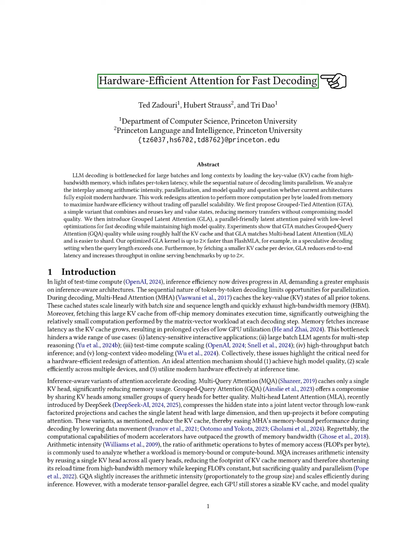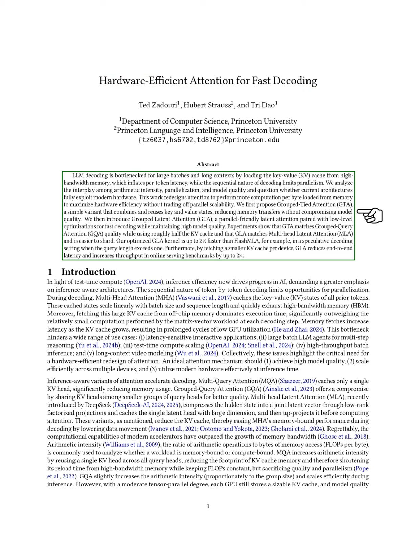Section: Introduction. In this section, we discuss how inference efficiency is becoming crucial in AI, especially as we consider the limitations of token-by-token decoding, which restricts parallel processing. During this decoding process, we use multi-head attention (MHA) to store the key value states of previous tokens. However, these cached states grow linearly with both batch size and sequence length, quickly consuming high bandwidth memory.